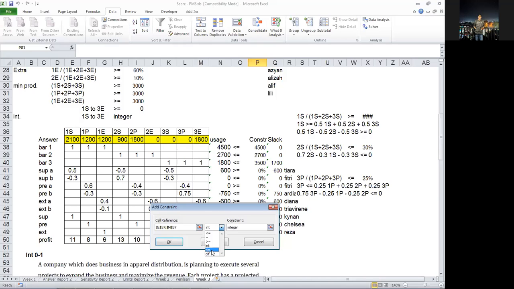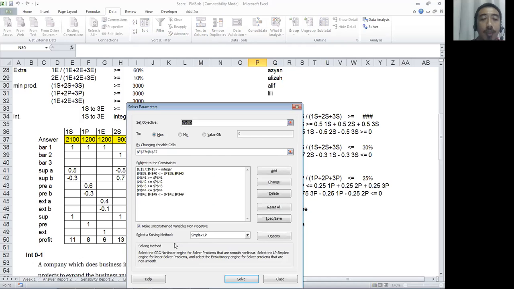So it is based on the answer, sir? Yeah, based on the answer. This is the answer, the yellow one. The answer cell. We block all of this, and then we put bin here, binary. It means we want Excel to fill this number with only binary numbers, either 0 or 1. Any other case will be the same.